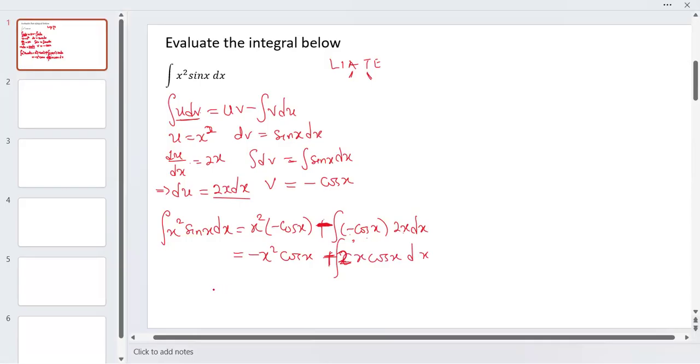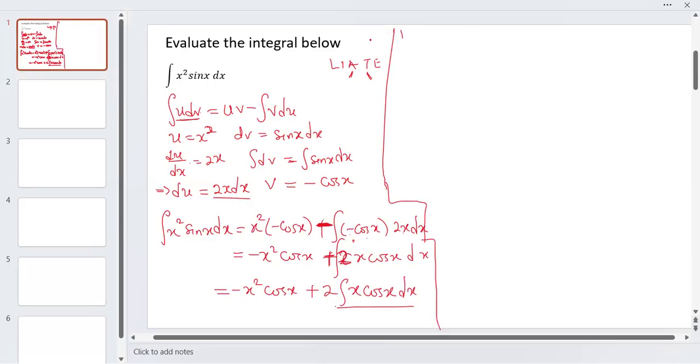Now, to solve this, I can easily say this is minus x squared cos x plus 2, because 2 is a constant term, so I can easily bring that out, times the integral of x cos x dx. So to solve the other integral part, I mean this part, we will also make use of integration by parts again. So I'm going to do something like this. Let's clear the board so that we can have this. So I'm going to do minus x squared cos x now plus 2.